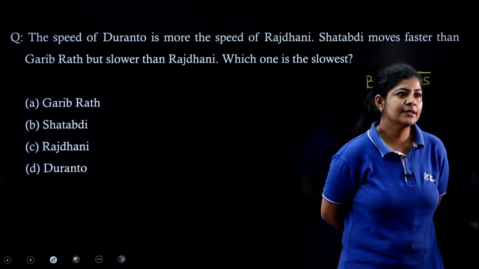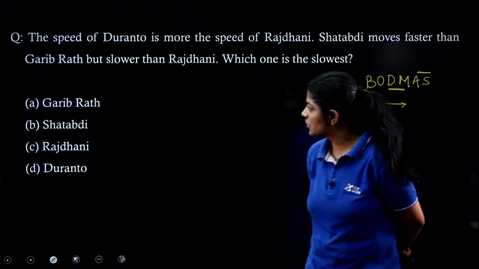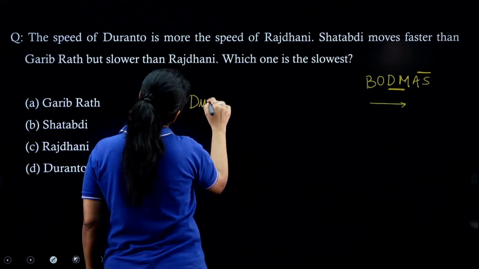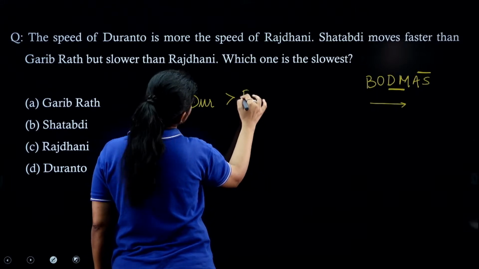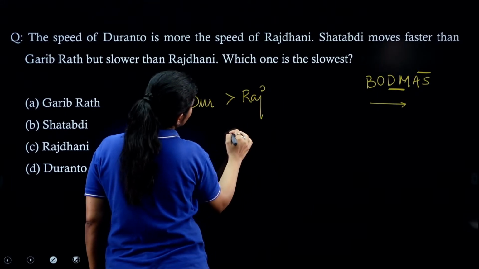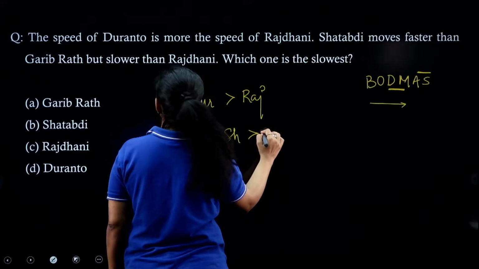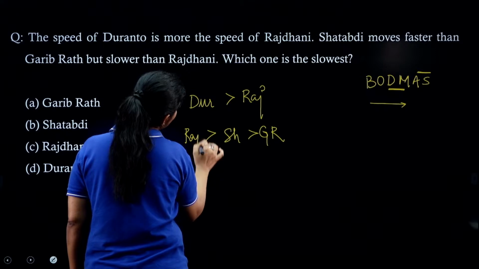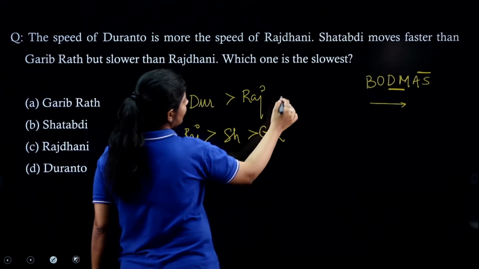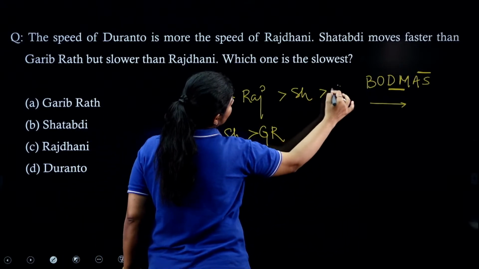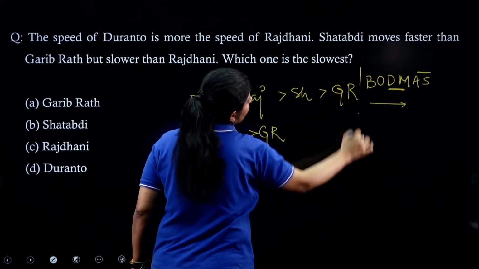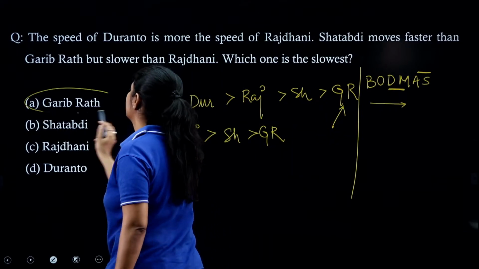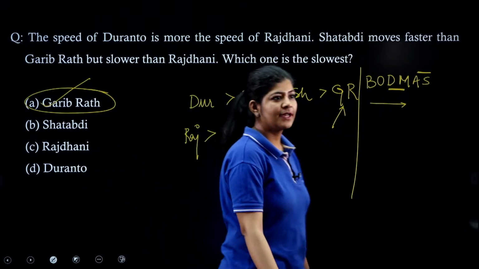Garib Rath, okay, let's see. Here, the speed of Duronto is more than Rajdhani. Shatabdi moves faster than Garib Rath but slower than Rajdhani. If I merge them together, I can easily say that here we have Shatabdi and here we have Garib Rath. So we need to find the slowest, and the slowest is option number A, Garib Rath.